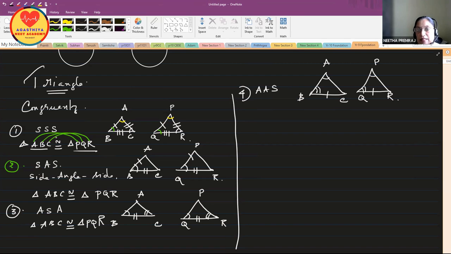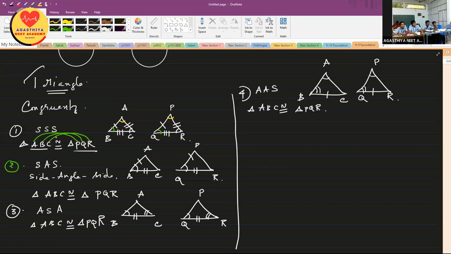See, angle A is matching with P, angle B is matching with Q, and the side measure AB is matching with PQ. Then by AAS, triangle ABC is congruent to triangle PQR. Okay. Then the last criteria is RHS.